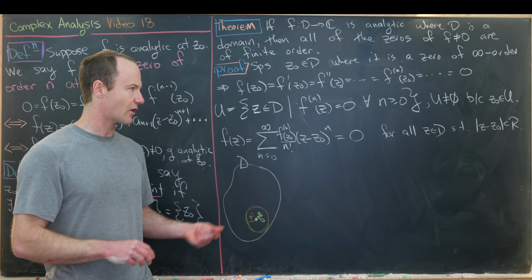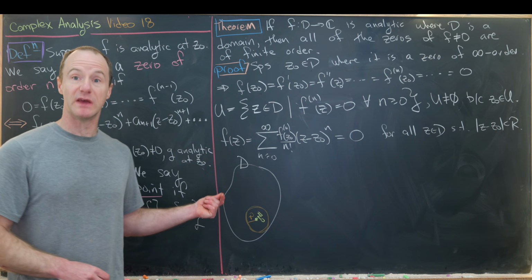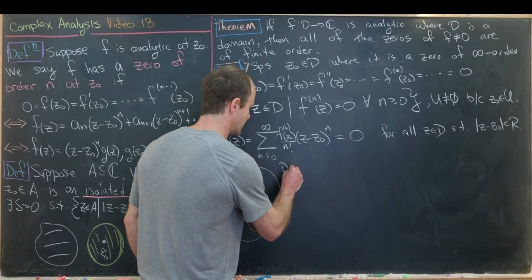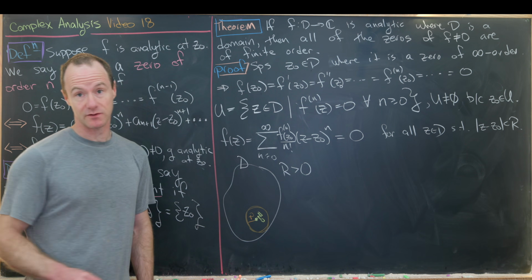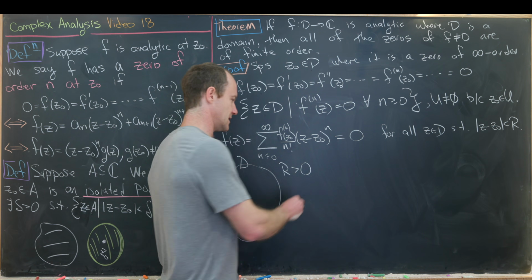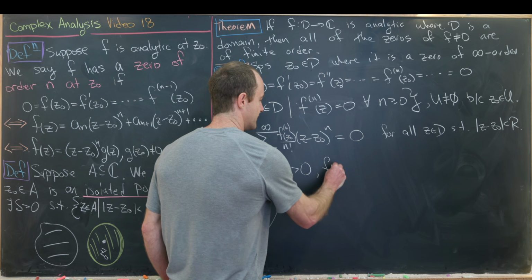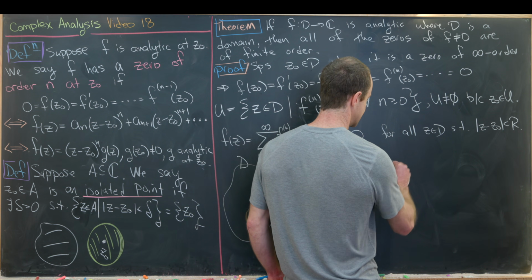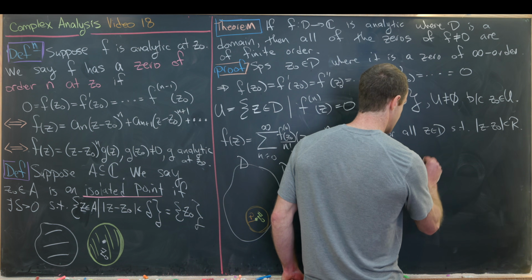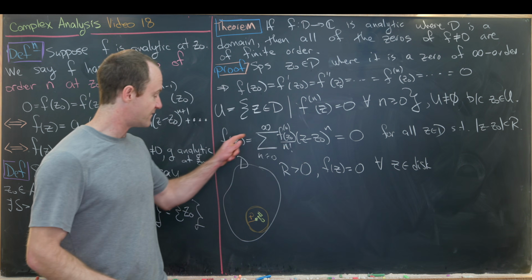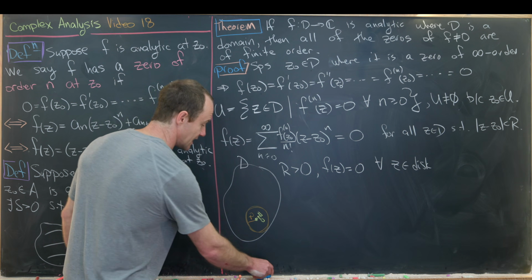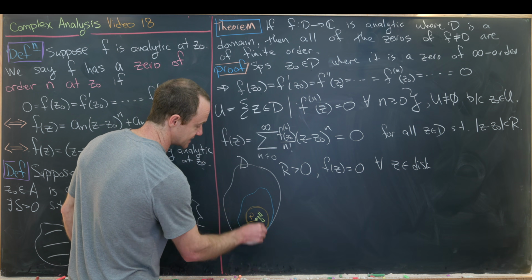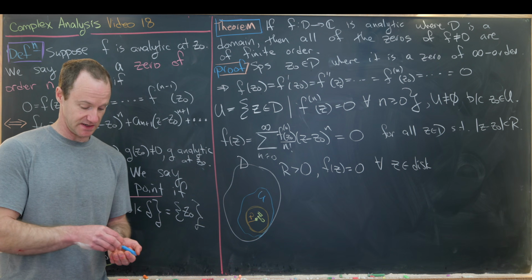But notice that this R is definitely bigger than 0 because D is an open set. So I'll just say that. We know that R is bigger than 0. But what does that mean? That means that f of z is identically the 0 function for all z on this open disk. But we fit an open disk inside of U. So we know that U contains at least this open disk. So we'll say U is this.